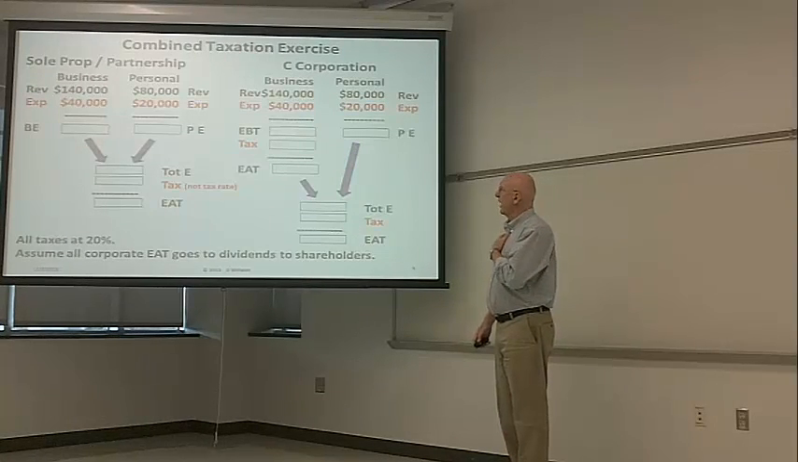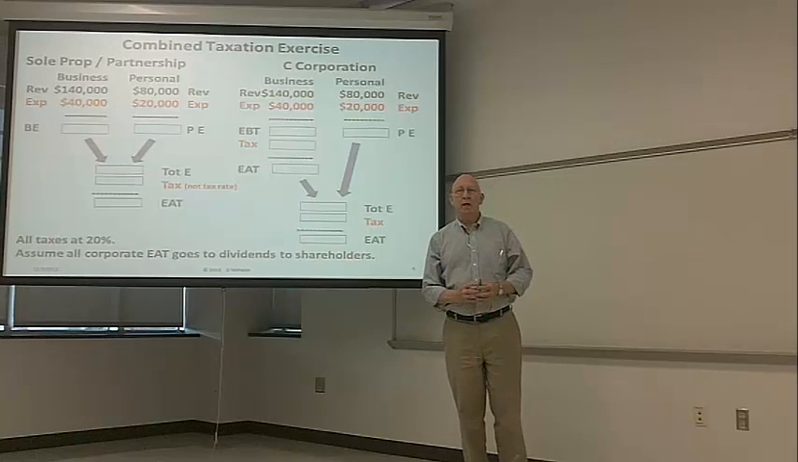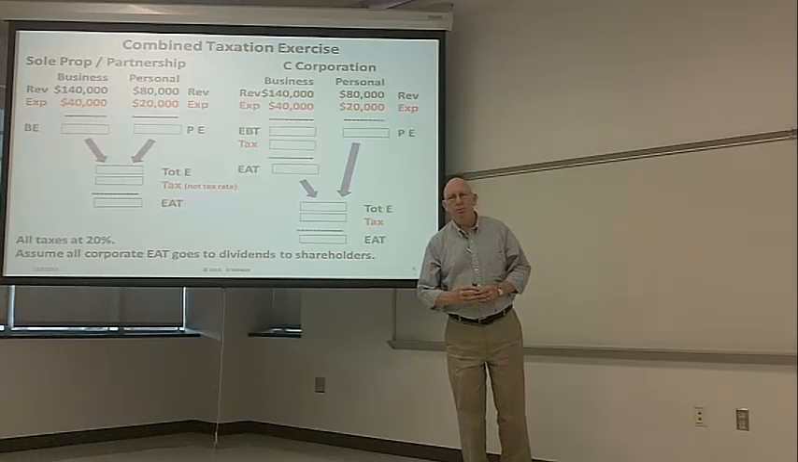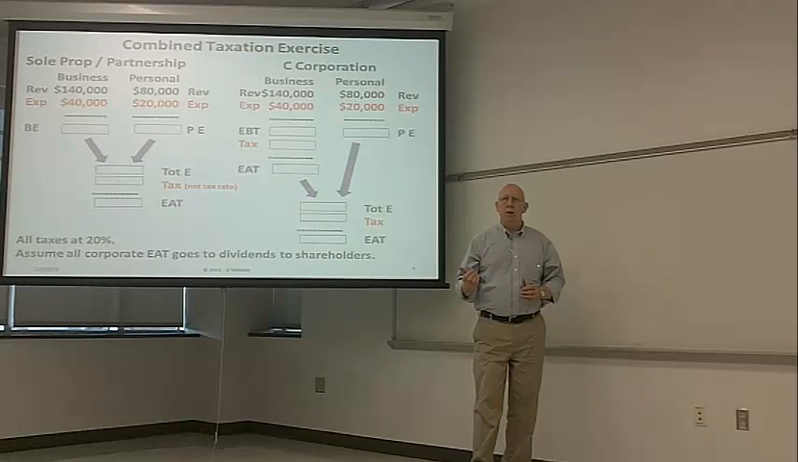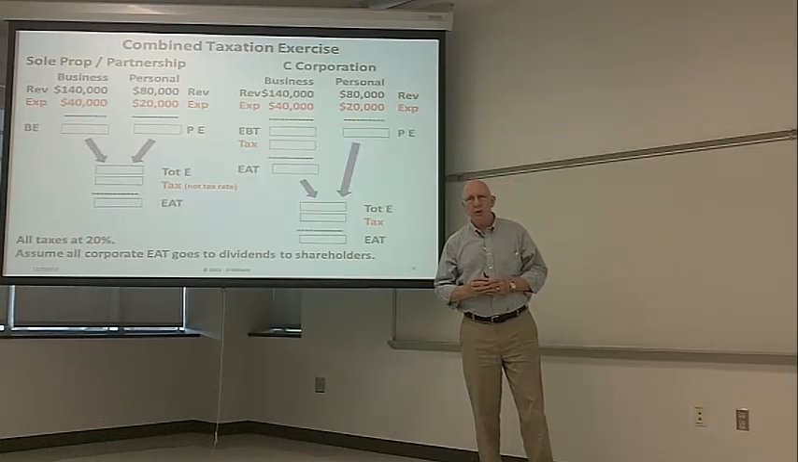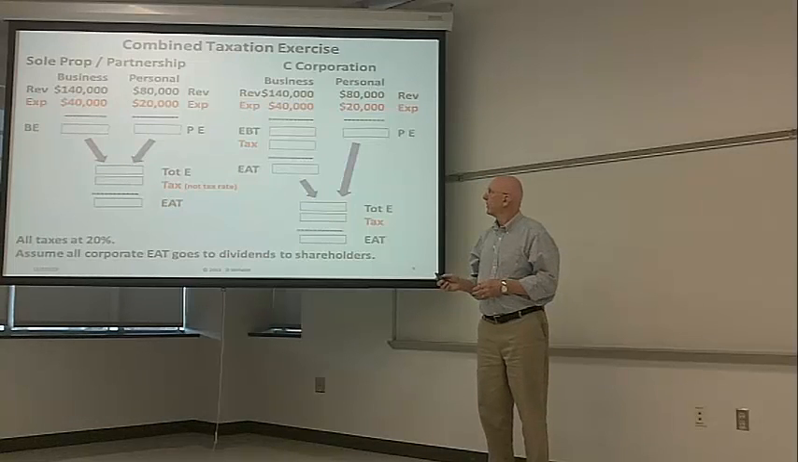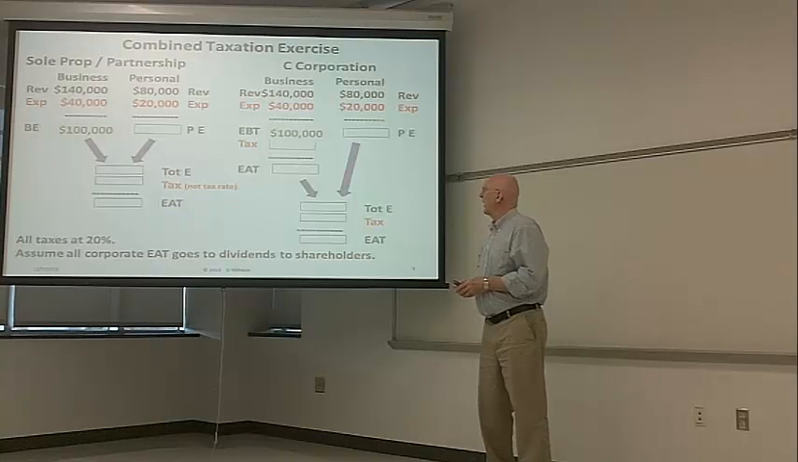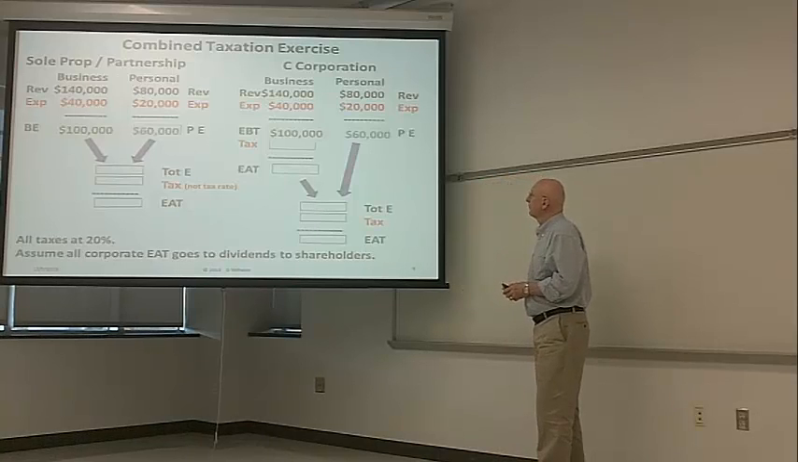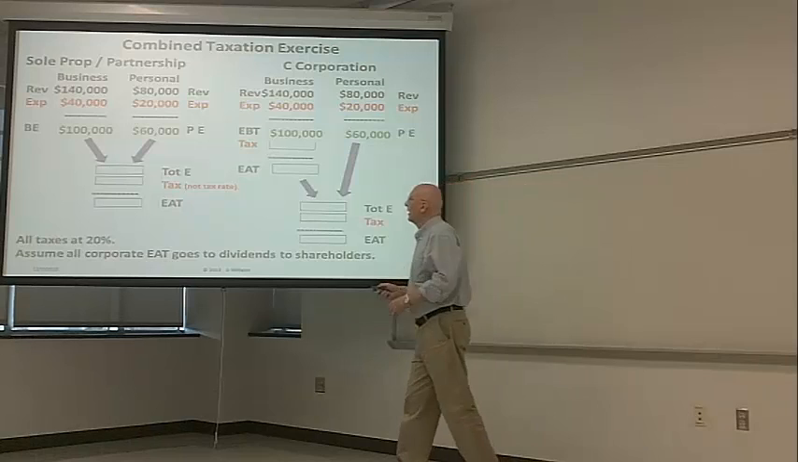Here is an exercise for you to do, same deal as before. If you would like to try this problem, pause the video, do the problem, and then start it again to see the solution. If you just want to see the solution, hang on, here we go. Business earnings are still $100,000 for each case. Personal earnings, $60,000 for each case.